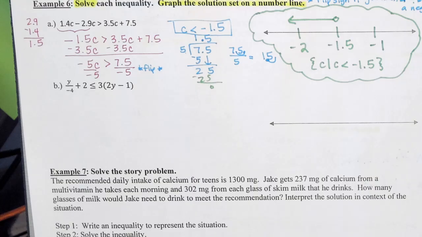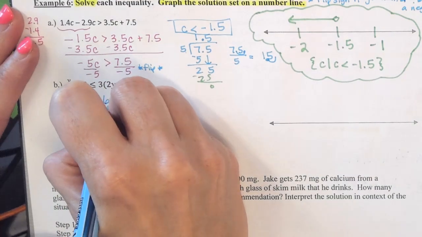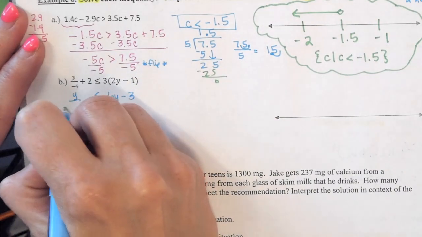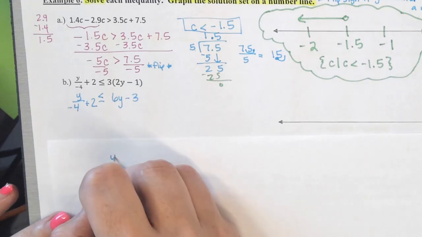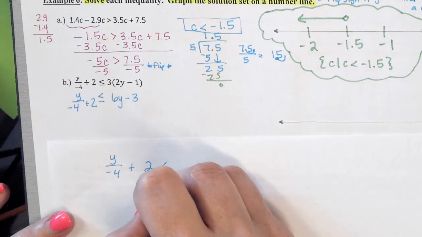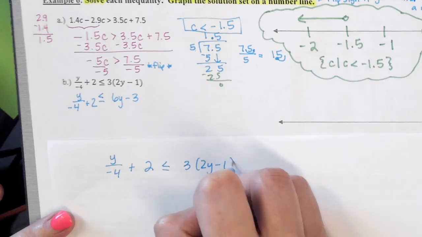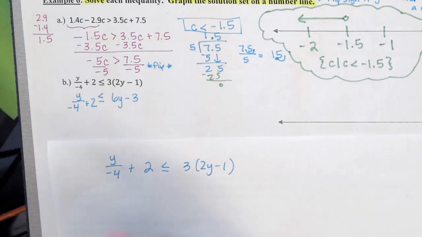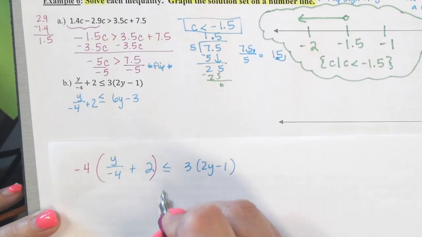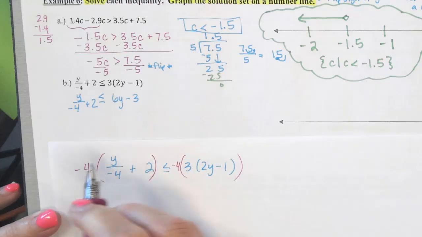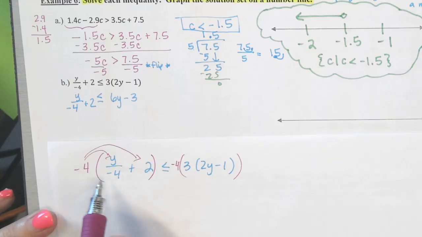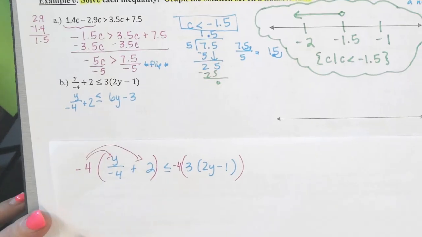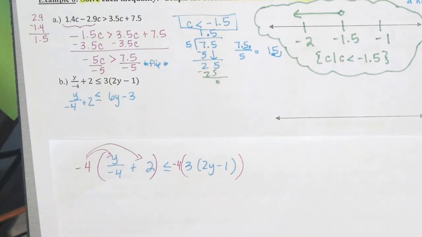Okay, if you distribute first, then you would get 6y minus 3 over here, and then y over negative 4 plus 2. If you multiply by negative 4 first, what you want to be careful of is you are going to have to multiply both sides by negative 4, which when you multiply this whole side by negative 4, you have to distribute it here and here. So while the negative 4's cancel out there, you do have to distribute it to the negative 2. Okay, and then there you could multiply.